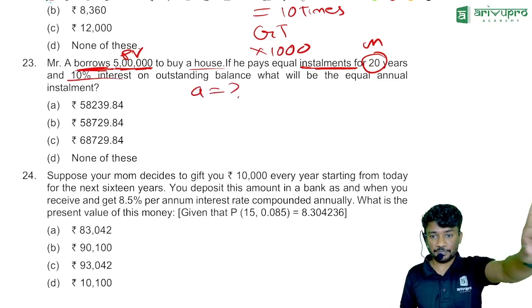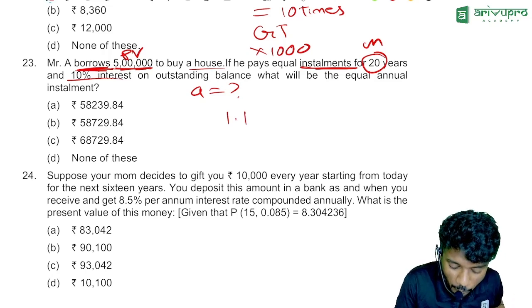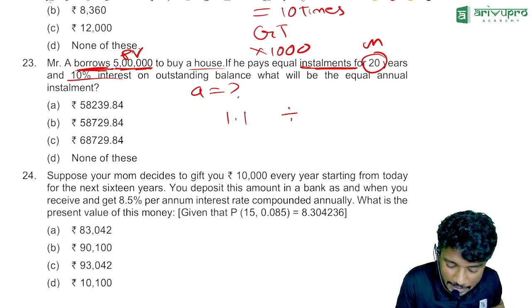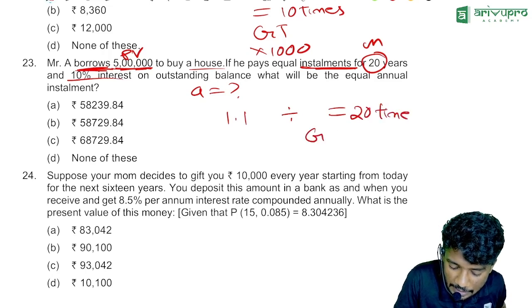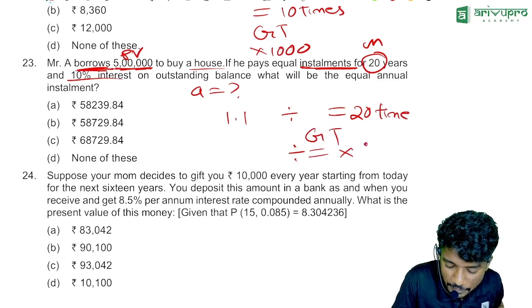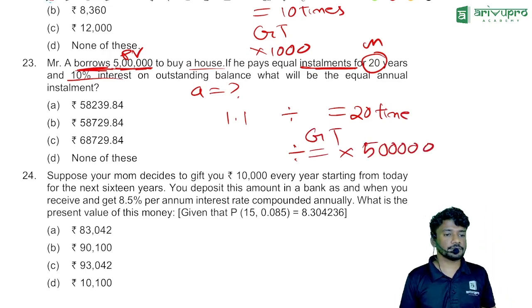How will you find it? 1.1, then click the divide sign. Equal to how many times? 20 times. Then click GT. Then divide equal to, multiply it with 5 lakh. You will get the answer.